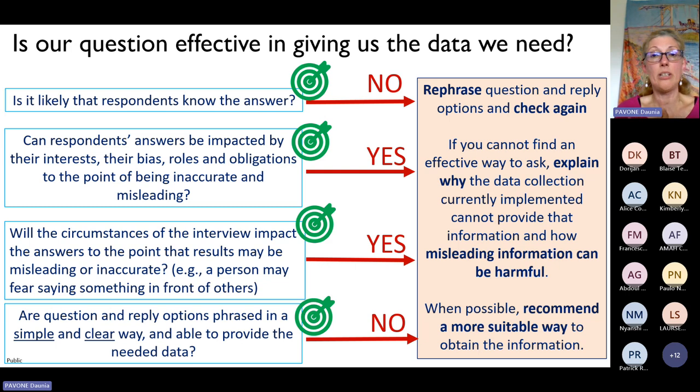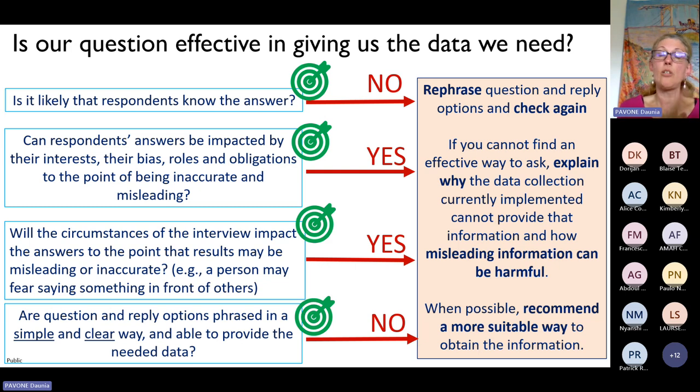Are they phrased in a clear way? Are we using jargon that people will never understand? Are we talking about child-headed households? Are we talking about protection without specifying what we mean? Are we asking about protection services without giving an example of what a protection service is?